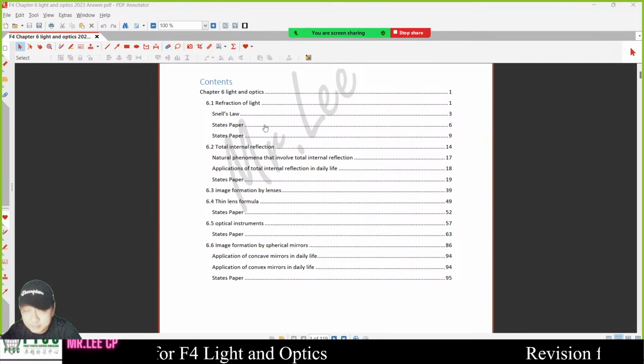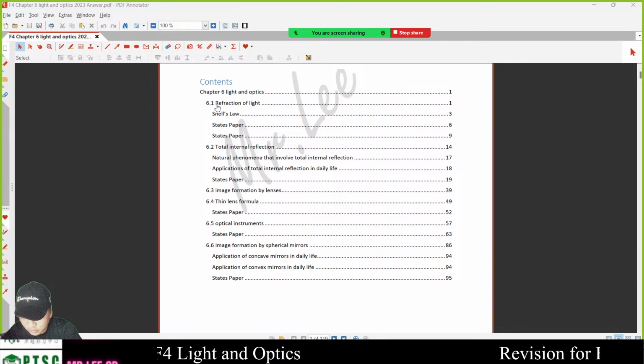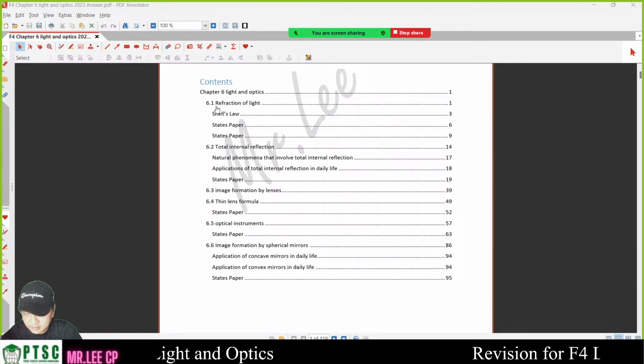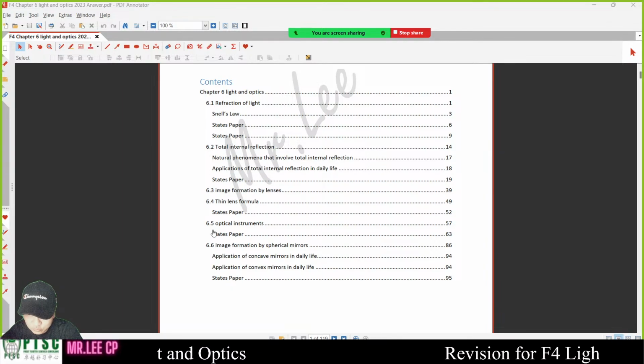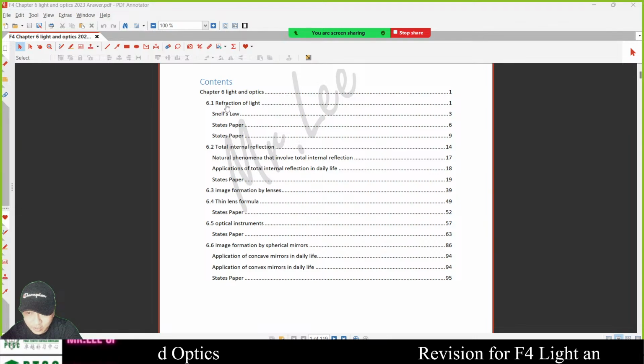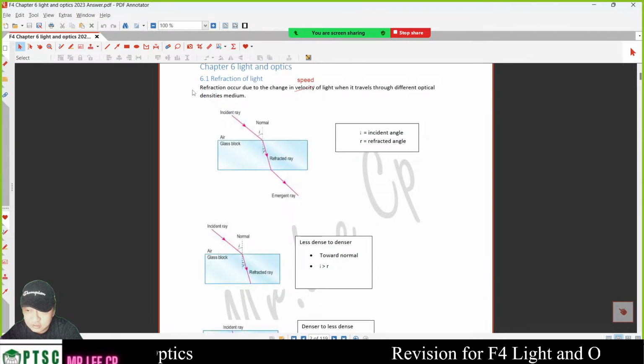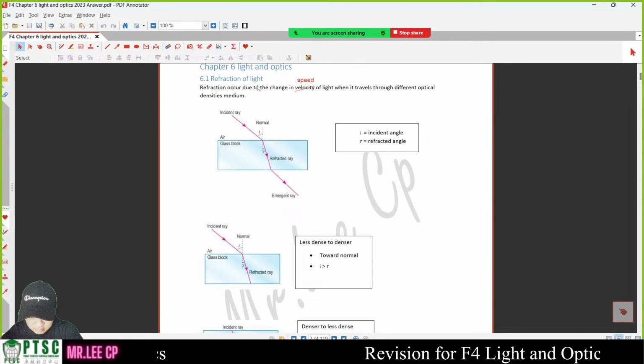I just pick up some important points, which part you have to focus on when you do the light questions. Okay, so this is my notes. You can click here. All right, so 6.1, 2, 3, 4, 5, 6. So we are going to focus on 6.1 first. All right, what is the reflection of light?